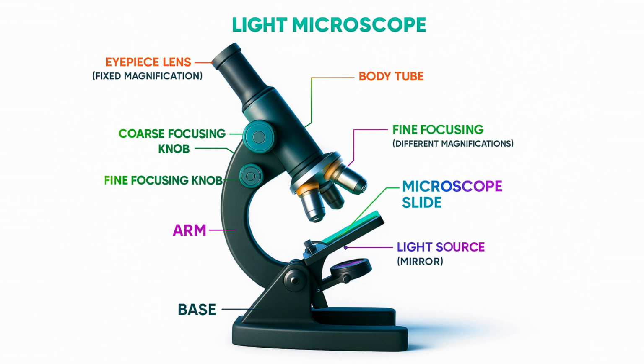Other components include the body tube that connects the eyepiece to the objective lenses and 2 focusing knobs known as the coarse focus and the fine focus, which help in sharpening the image of the specimen being viewed.